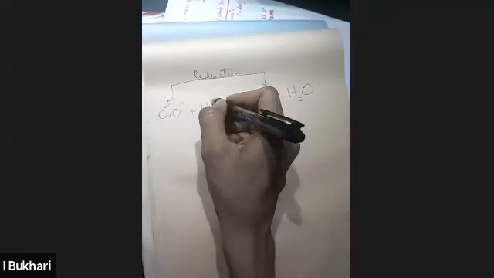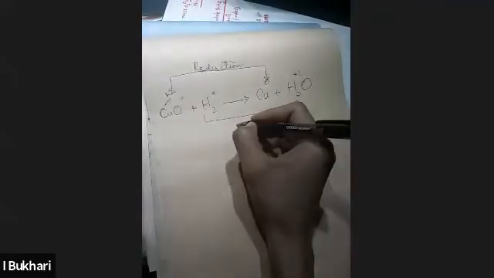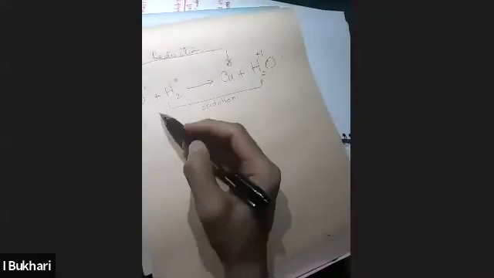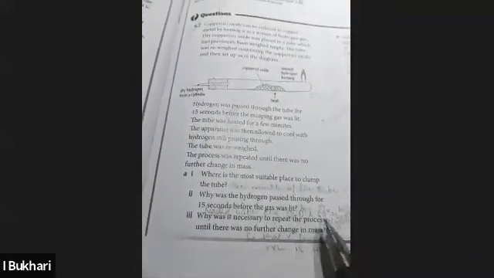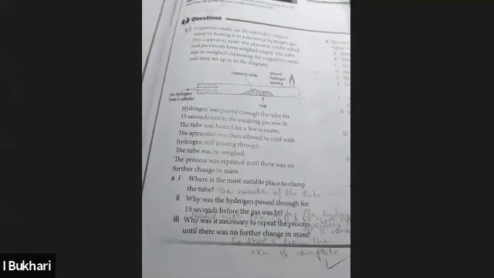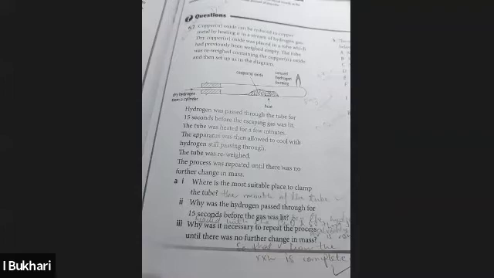So the oxidation state is decreasing, so this is reduction. And here the oxidation state of hydrogen is 0, whereas here it's +1. So this is oxidation, right? So this is a redox reaction, where hydrogen is acting as a reducing agent and copper oxide is acting as an oxidizing agent. Why was it necessary to repeat the process until there was no further change in mass? This we have already discussed.